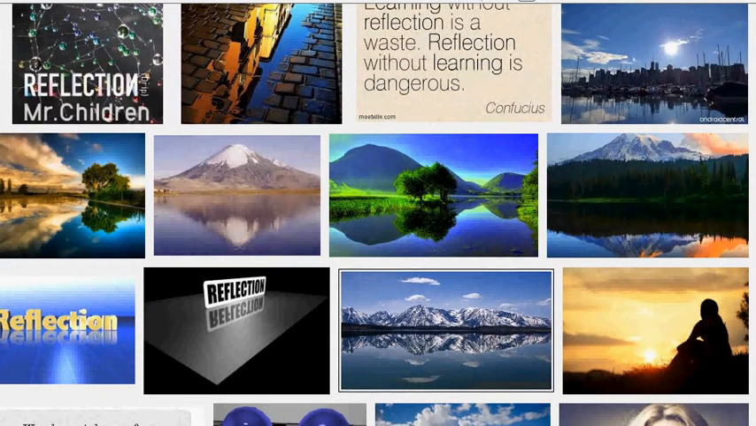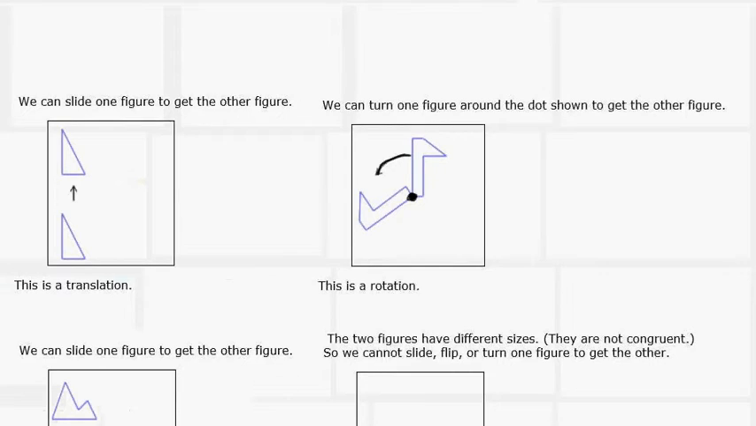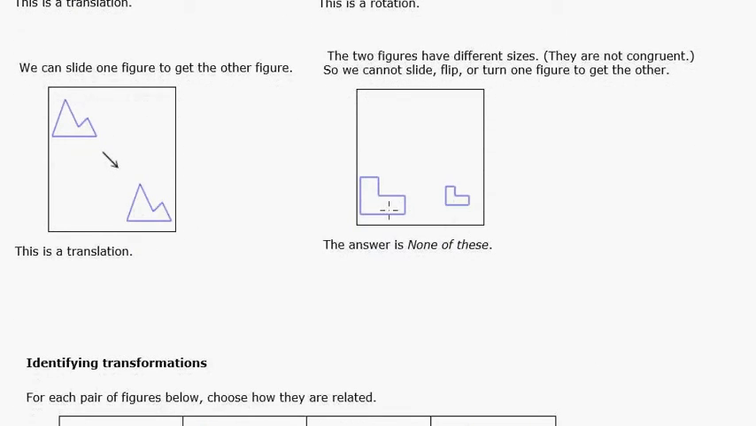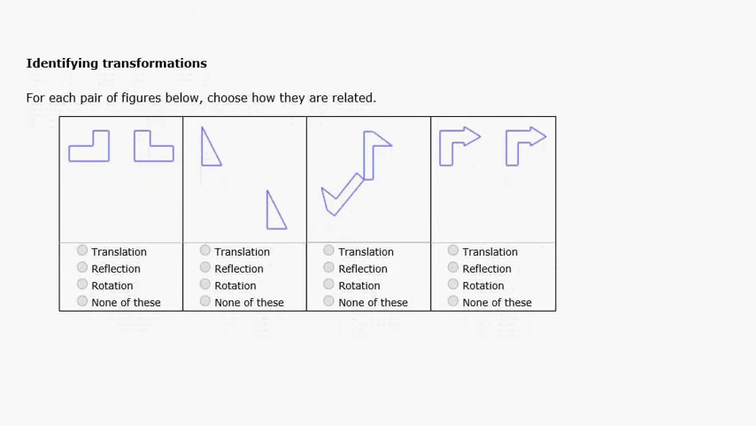Alright, let's go back to what we're working on. Now, this is something different. This looks like it's been shifted, but it's also shrunk. So that's not called a translation. Later we'll call that a scaling. Those are similar triangles, but it's not a translation. Okay, let's give this a try.